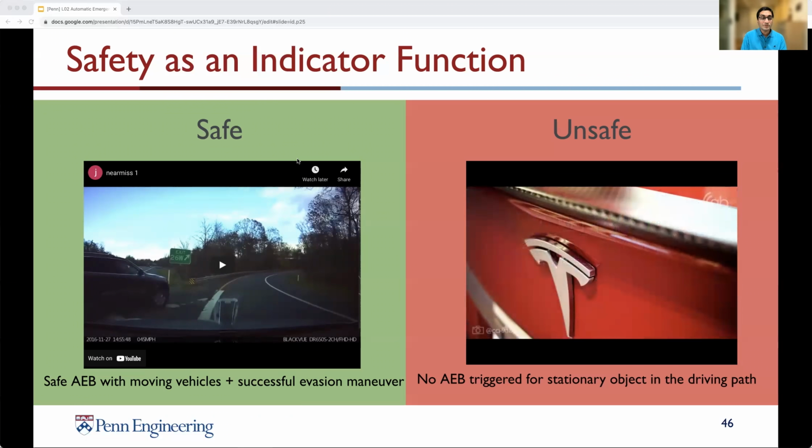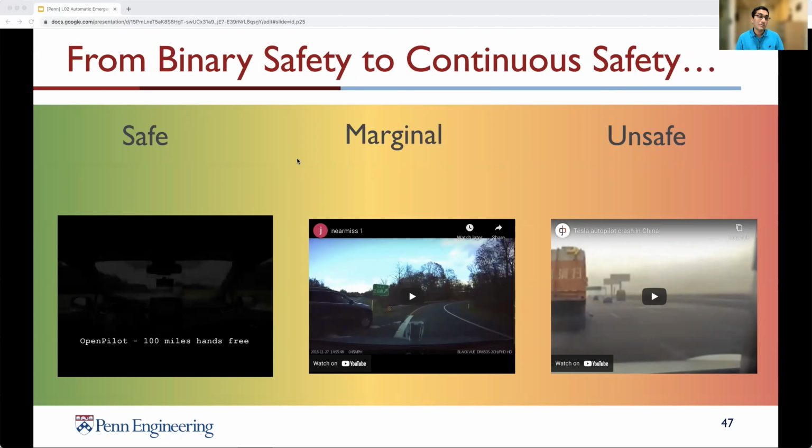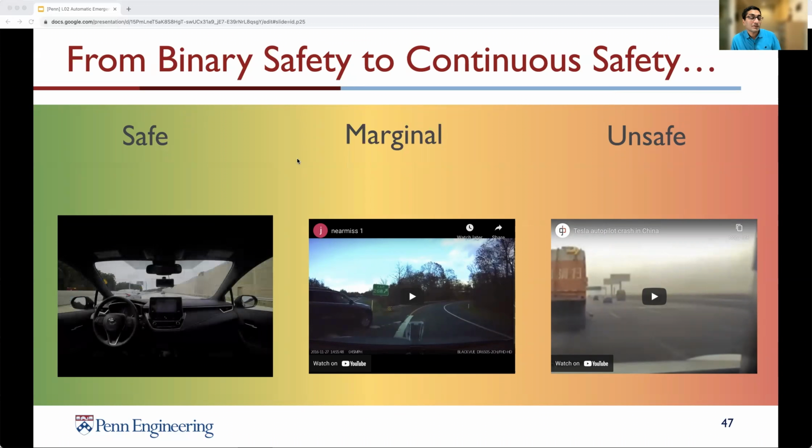So this takes us to the next level of how we start to understand safety. Defining safety as a binary of safe and unsafe is an oversimplification. Safety needs to be considered across a spectrum of scenarios, environments, and interactions with other vehicles.